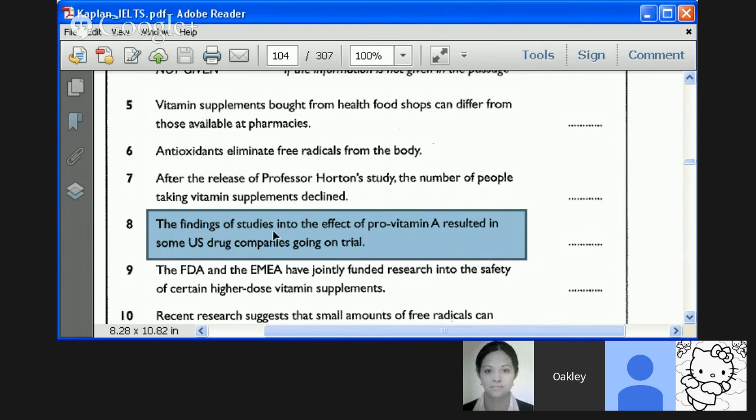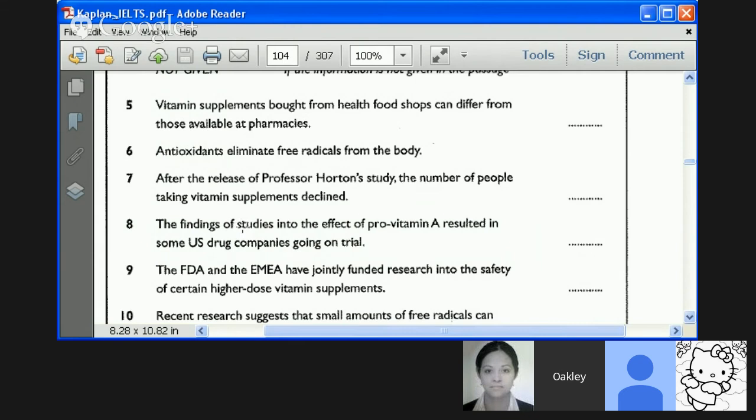Okay. I would say the findings. Okay. Studies of vitamin A resulted in U.S. drug companies going to court. On trial. Going on trial, this phrase means going to court. So I would rephrase it in my mind in that way. All right.